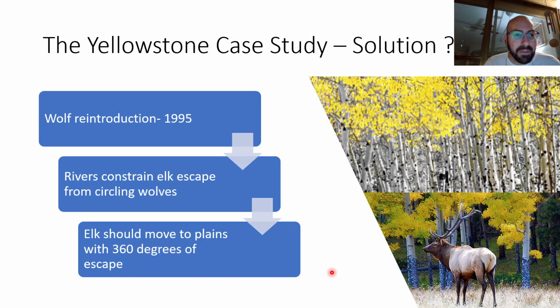In 1995, wolves were reintroduced into Yellowstone National Park to try to help stop the overgrazing, basically the overchewing of the bark of the willows and the aspens, which kept them alive for a longer period of years and allowed the rivers to slow down. The rivers constrain the elk from escaping the wolves, because the wolves will circle their prey and the river becomes a barrier to movement. So the elk move away from the rivers and into the plains where they can run in 360 degrees of direction. They want to be able to escape the wolves and be safe.